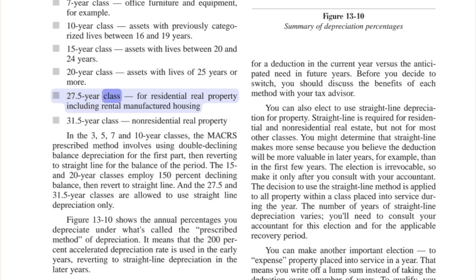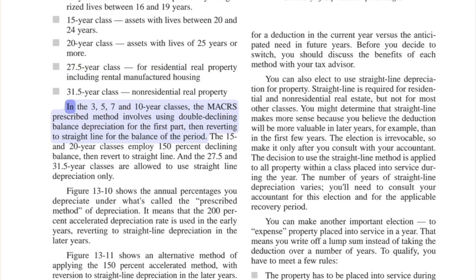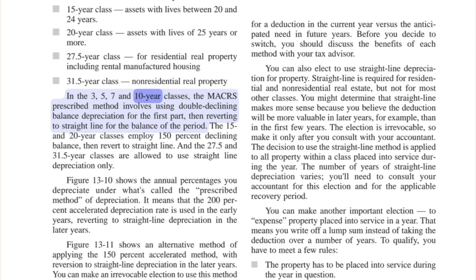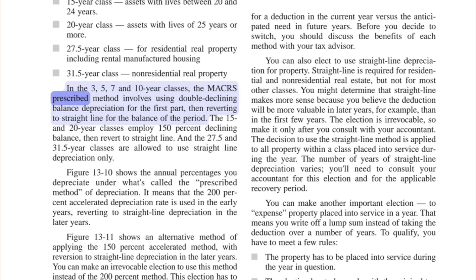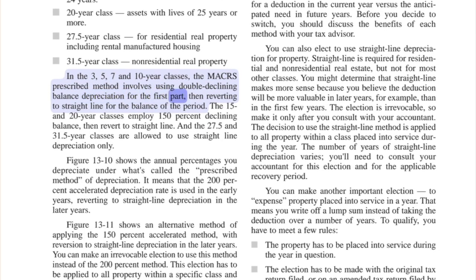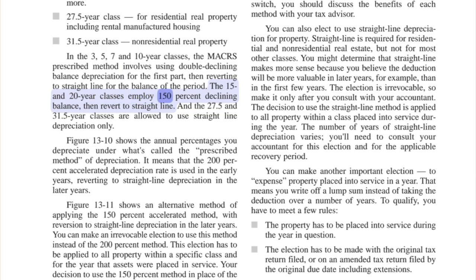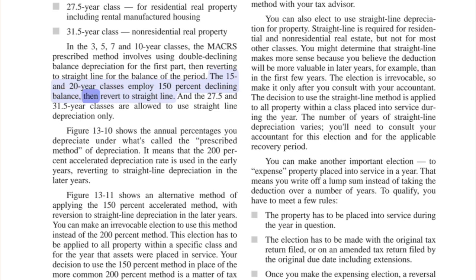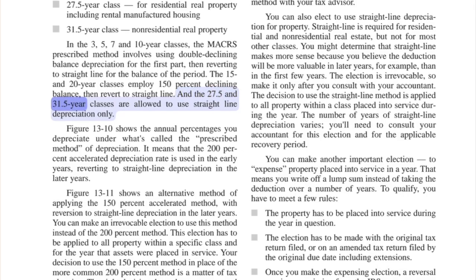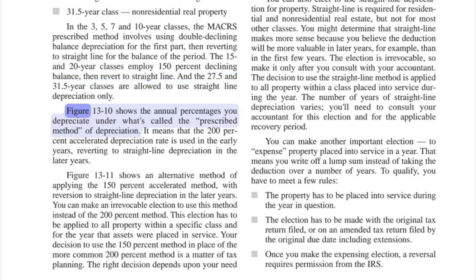Assets with 27.5 and 31.5-year classes are for residential real property, including rental manufactured housing. In the 3, 5, 7, and 10-year classes, the MACRS prescribed method involves using double declining balance depreciation for the first part, then reverting to straight line for the balance of the period. The 15 and 20-year classes employ 150% declining balance, then revert to straight line. And the 27.5 and 31.5-year classes are allowed to use straight line depreciation only.